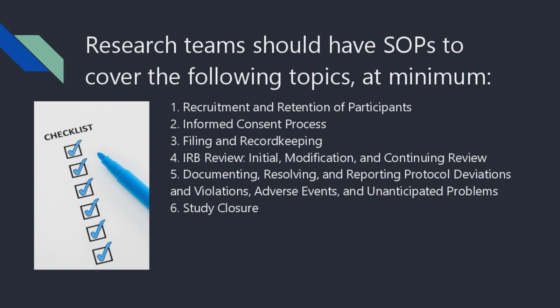Recruitment and retention of participants, informed consent, like you said, filing and record keeping, so that's like source documents, right? IRB review, initial modification, continuing review, documenting, resolving, and reporting protocol deviations and violations, adverse events, unanticipated problems, and study closure. I think what's missing there, a 7th one, that I would add for just, again, a bare minimum is something about investigational product storage.